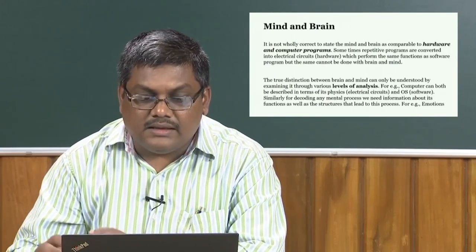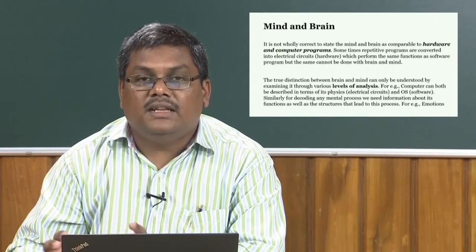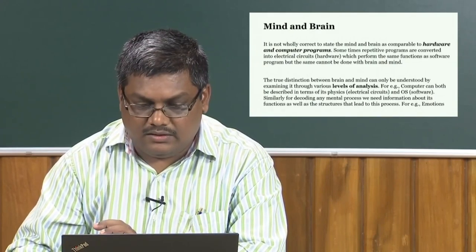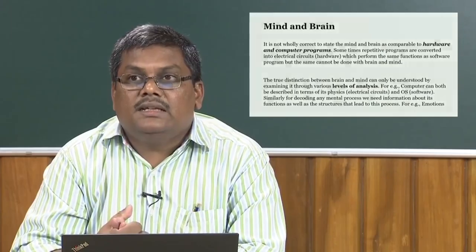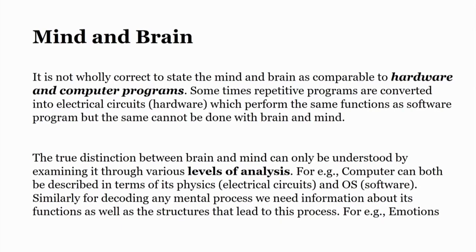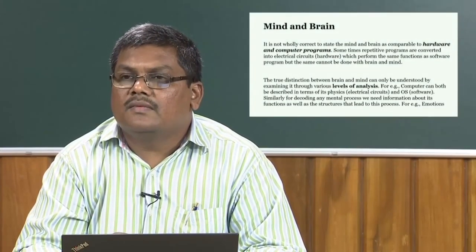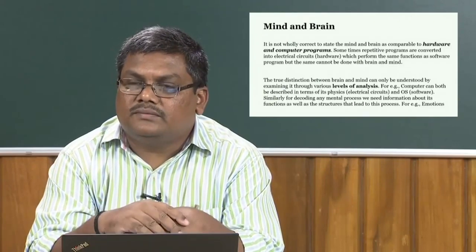So, this is how the distinction of the brain and the mind can be made through different levels of analysis. What this would mean is that when we are looking at any mental process, we can look at it from both a functional view as well as a structural view. Let us look at emotions.